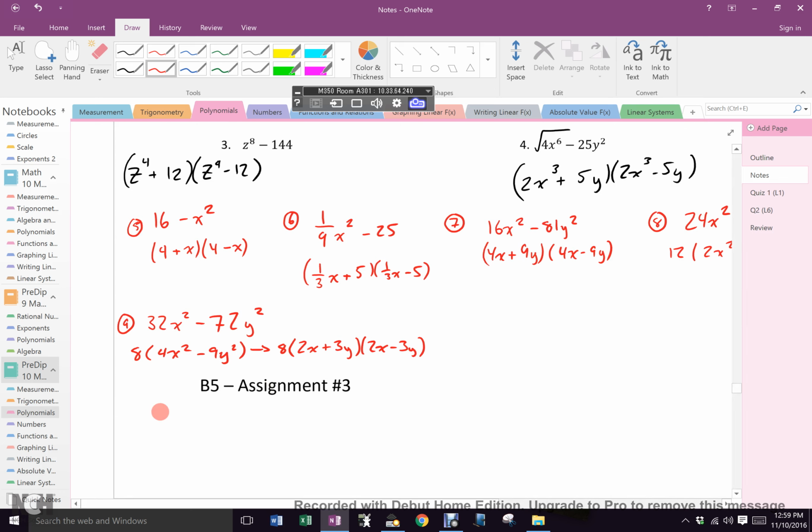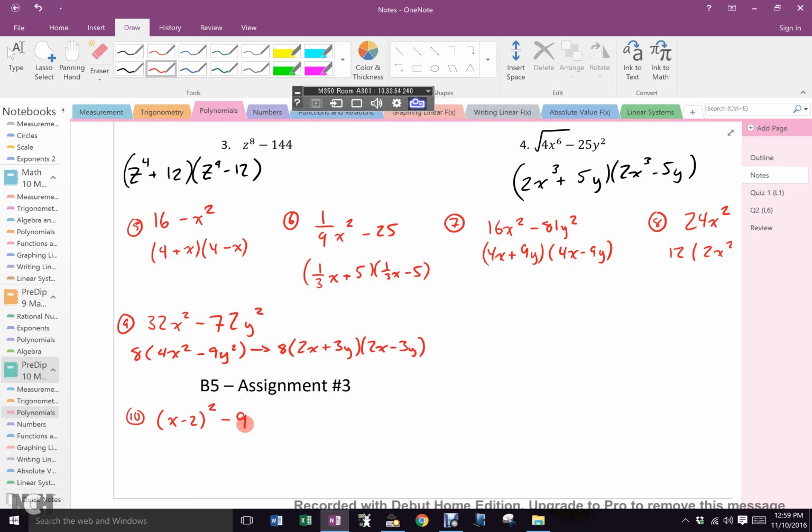What if I gave you this? This is number 10. X minus 2 squared minus 9. What would you do with that? Expand. The immediate reaction is to expand it, yes? Don't expand it yet. Nobody expand. Your immediate reaction is to expand that, yes?